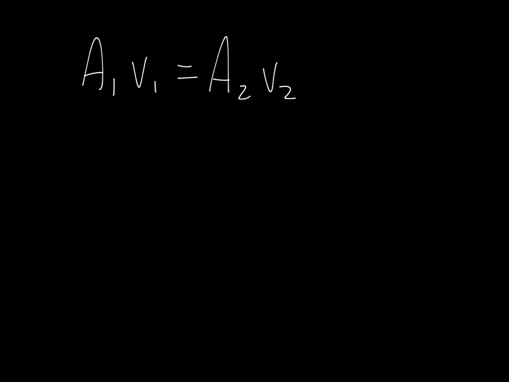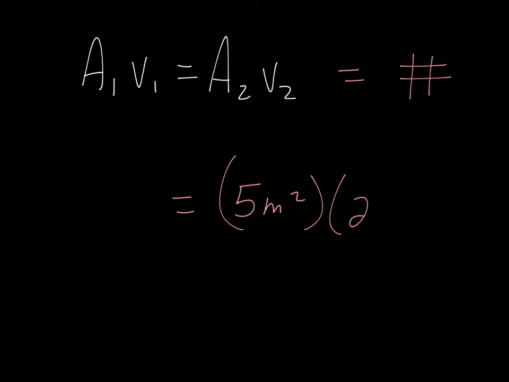This concept here, because AV is a constant, it's the volumetric flow rate. The volumetric flow rate is a constant. So these two have to equal some constant number, some value, right? So let's say I know the second area is 5 square meters, and the velocity at that point is 2 meters per second. Well, that's just 10. Agreed? And my units, by the way, are cubic meters per second. That's why it's a volumetric flow rate, cubic meters.